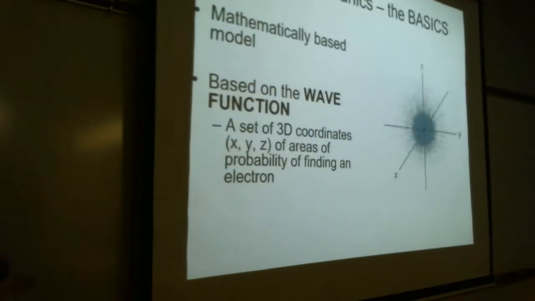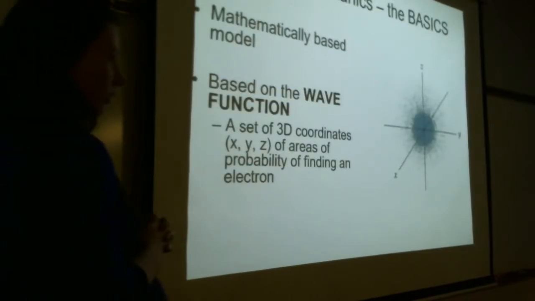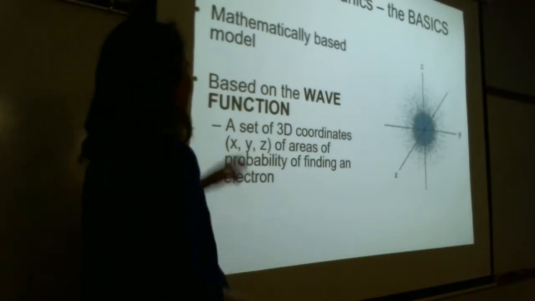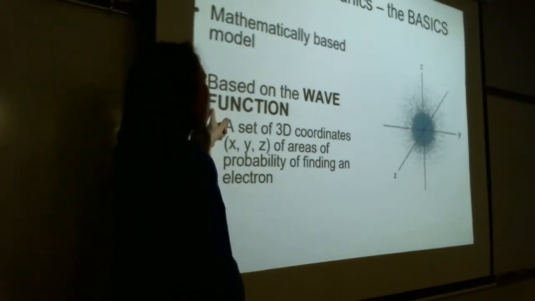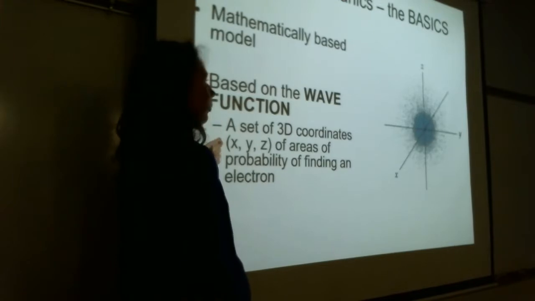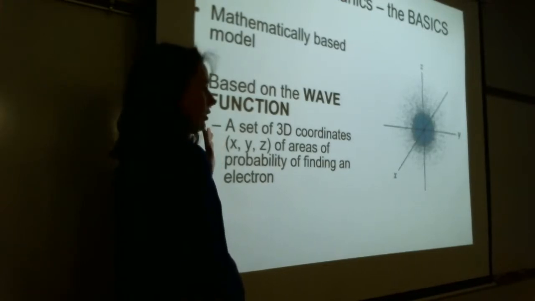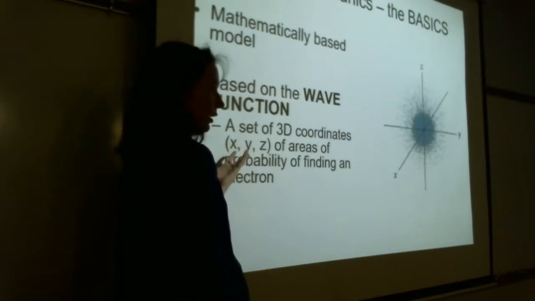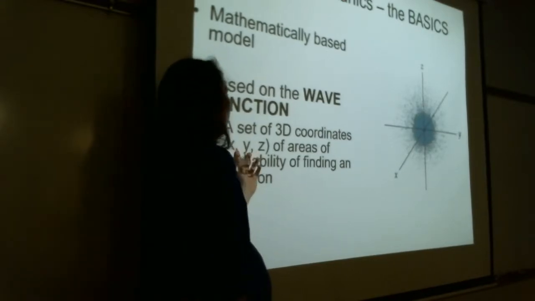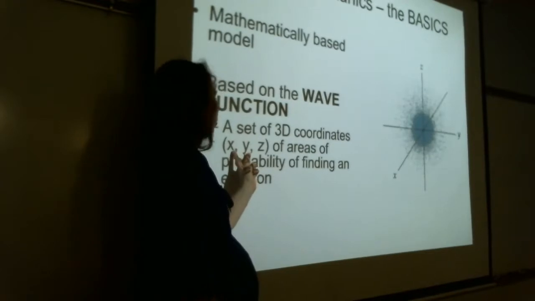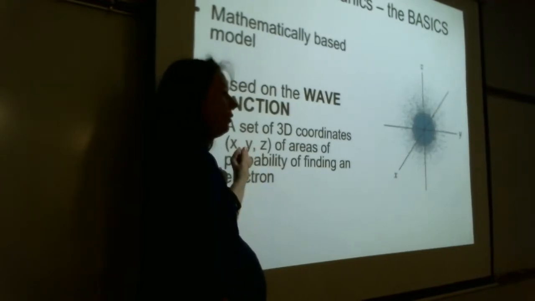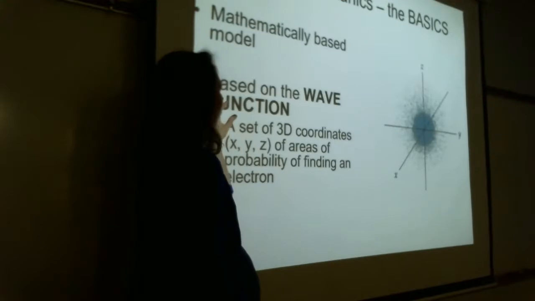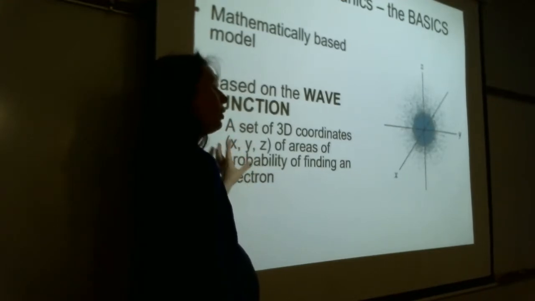Okay, so quantum mechanics is a mathematically based model. It's a math-based model. It's based on the wave function. What's the wave function? It's a set of three-dimensional coordinates. So if you think about your algebra class you took in high school, or maybe you're taking college algebra now, that's x, y. That's two-dimensional math, so three-dimensional math would include the z component as well. And so the wave function is a set of coordinates that give the area where it is most probable that you'll find your electron.